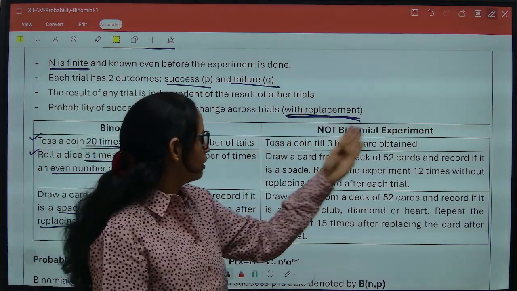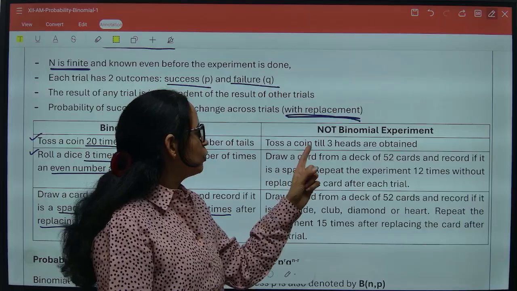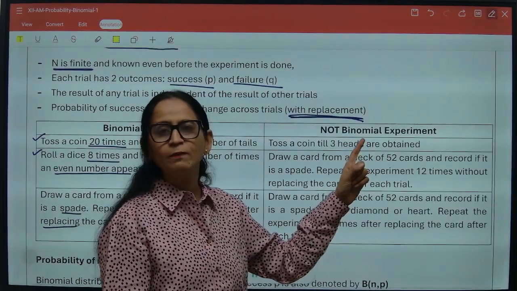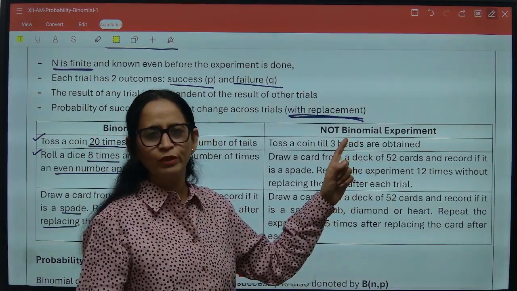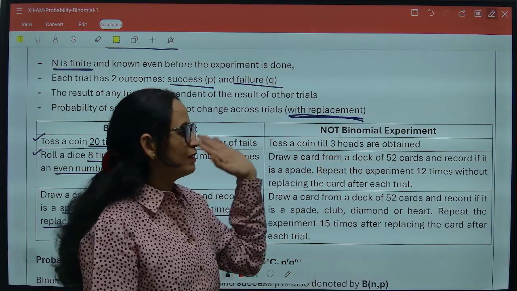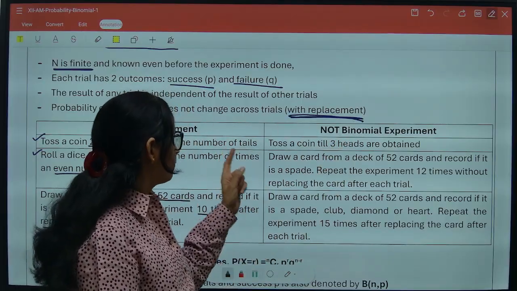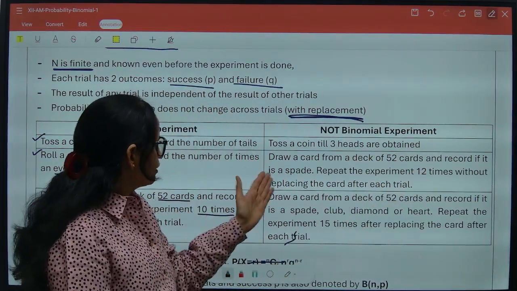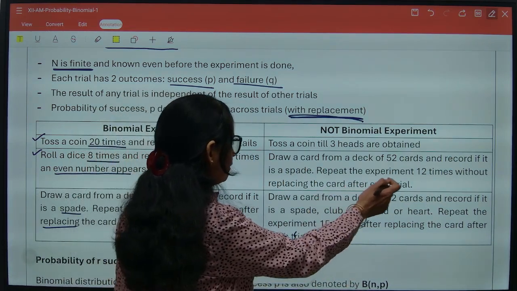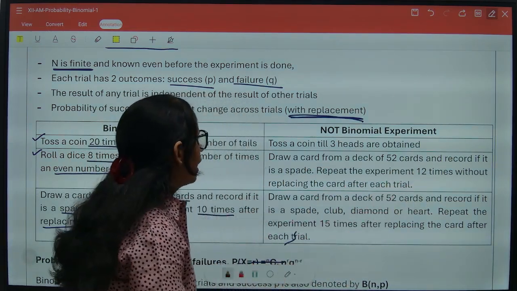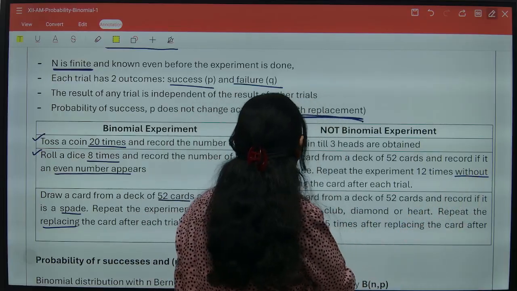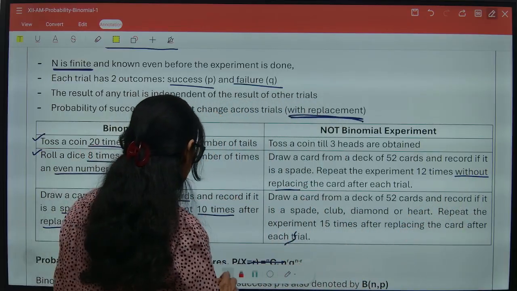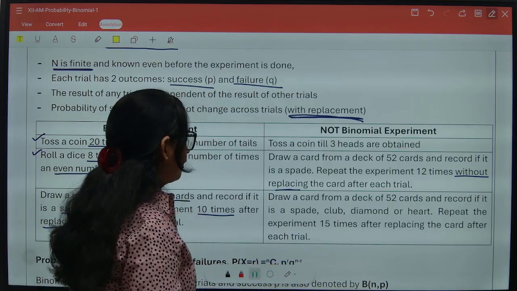Now what is not a binomial experiment? Tossing a coin till 3 heads are obtained. Now here number of trials is not known before you start tossing the coin. So it is not an example of binomial experiment. Next, drawing a card from a deck of 52 cards and record if it is a spade. Repeat the experiment 12 times without replacing. So if it is without replacing, it is not binomial distribution. So please read the question very carefully.